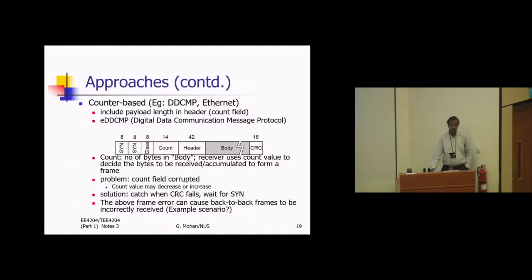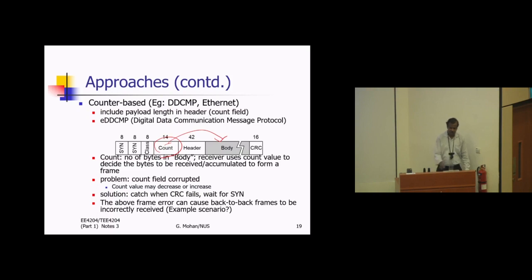The second approach is the counter-based approach. Here we want to overcome the limitation of bit stuffing or byte stuffing. We don't want to insert an extra bit or byte, because that's unnecessary; the size of the frame becomes longer and longer, and we don't have any control. So it uses a field in the header called count, which tells the number of bytes carried in the body. How many bytes are carried in the frame? If 500 bytes are carried in the frame, we will put the length 500 here.